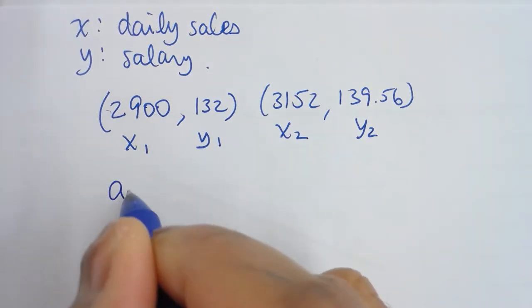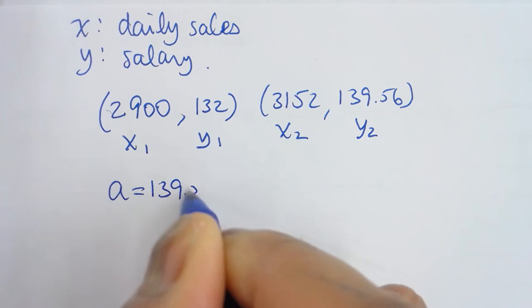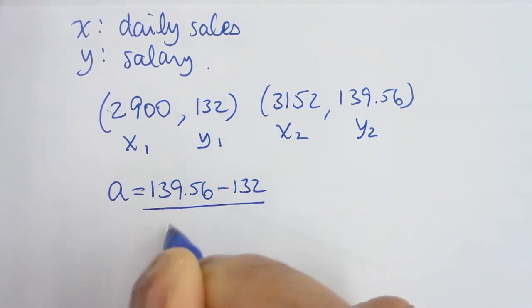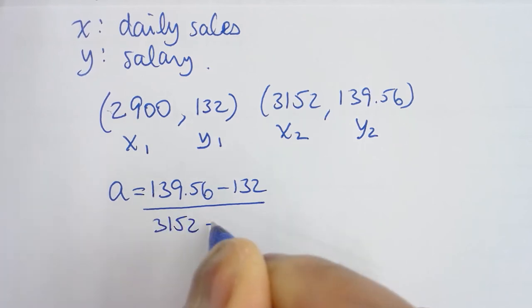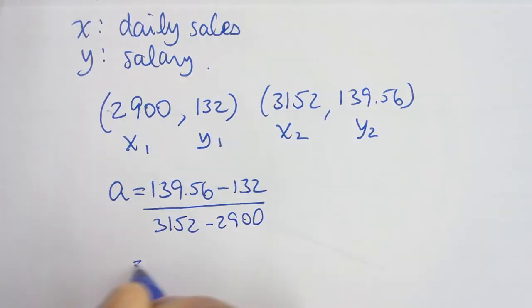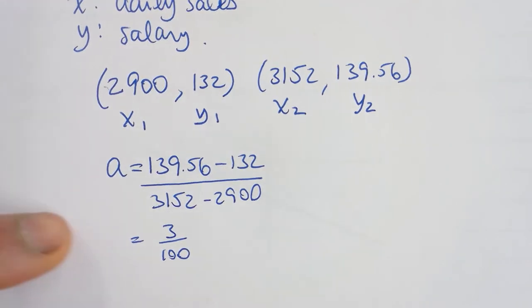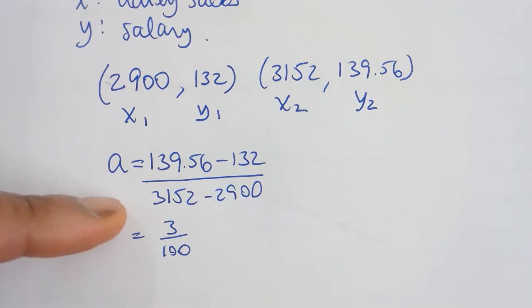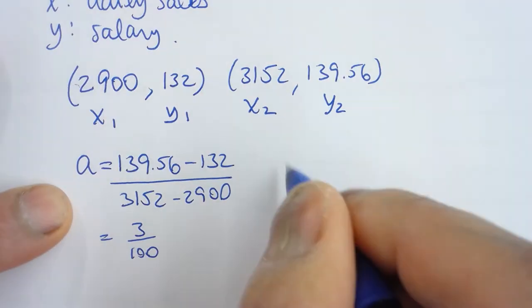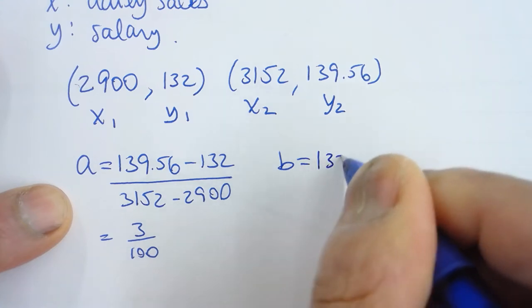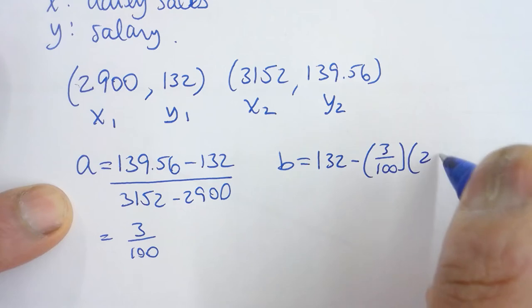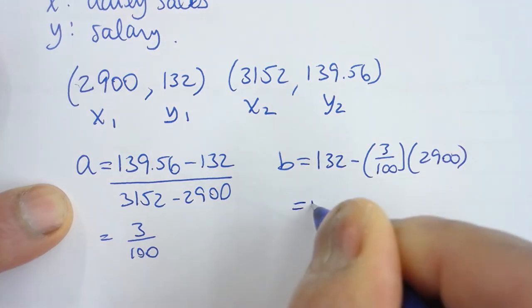Let's find the A, Y2 minus Y1 over X2 minus X1. And we get 3 over 100. 0.03 is the same thing. So there's your A. Again, I'm assuming we can use our calculators here. To find the B, Y1 minus my A times the X1, and you get a nice whole number, 45.